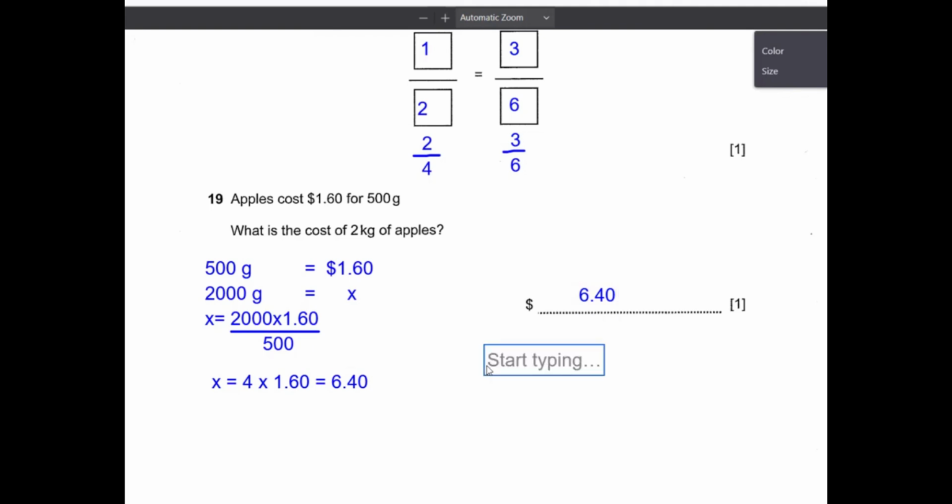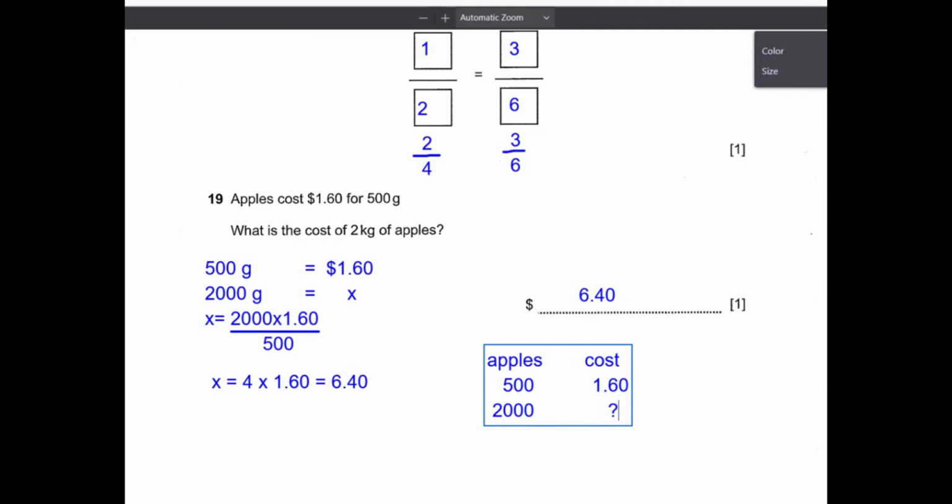Other people, they don't do this. They write here the apple, and right here the cost. They say the apple is 500 grams. The cost is $1.60. Then here the apples change to become 2000. And the cost is missing. You don't know what it is.